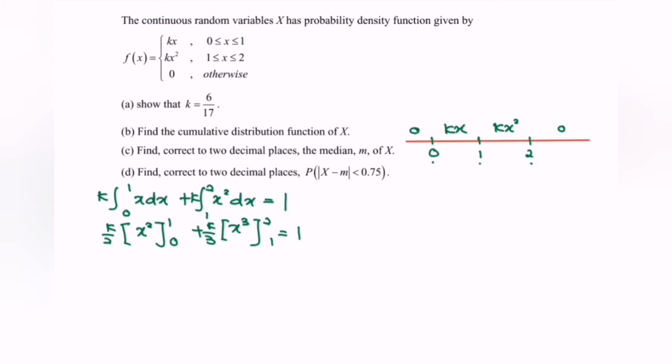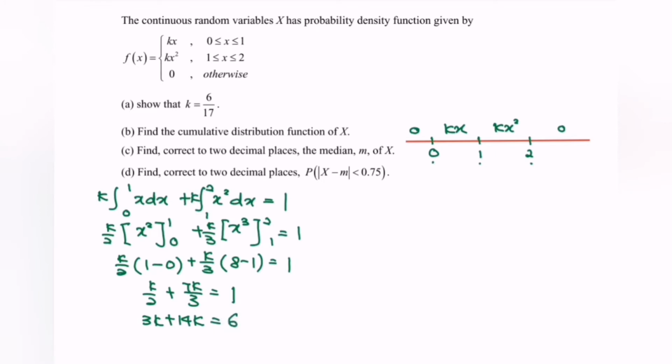Substitute the situation. So here we will have k over 2, bracket, 1 minus 0, plus k over 3, bracket, if we substitute 2, we will have 8 minus 1 is equals to 1. So k over 2 plus with the situation 7k over 3 is equals to 1. So kindly multiply all the terms with the 6. So we will have 3k plus 14k is equals to 6. So finally we have 17k is equals to 6. k will be equals to 6 over 17. And we already shown the situation. Next, substitute the value k into the number line.